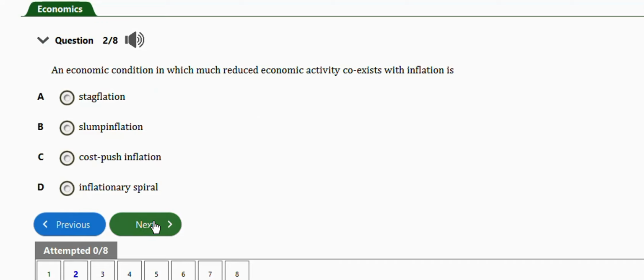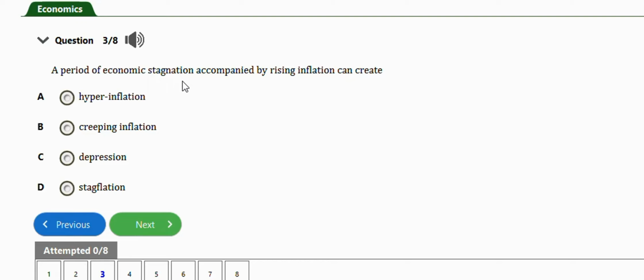The next question is this one. It says a period of economic stagnation accompanied by rising inflation can create, we have hyperinflation, creeping inflation, depression, stagflation. The right answer is option D. It can create stagflation.